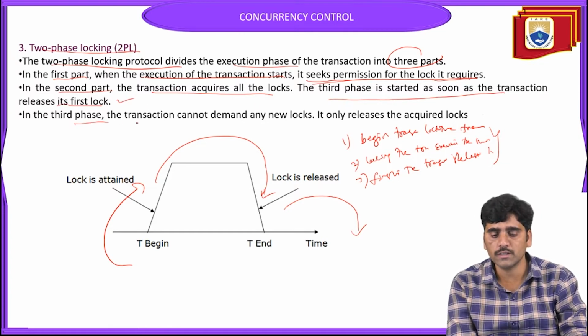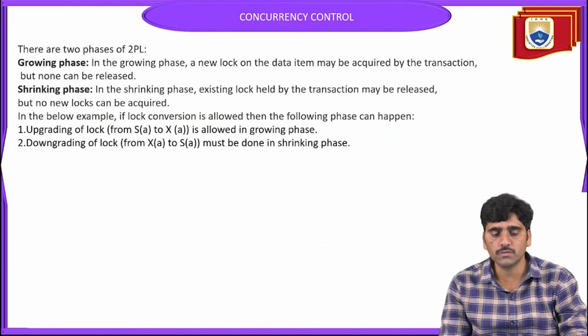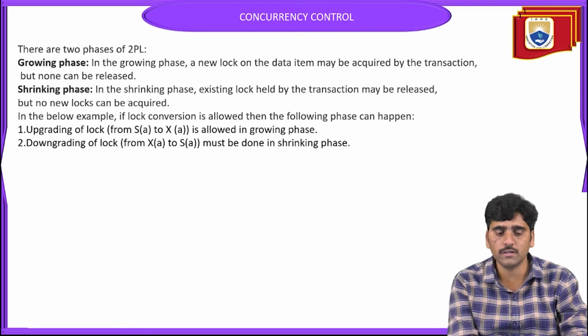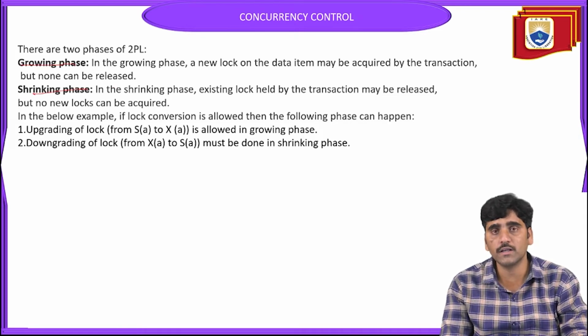In the third phase, the transaction cannot demand any new locks, it only releases the acquired locks. So already acquired locks are going to be released now. So this is the two-phase locking protocol. And the fourth one is what? Before explaining the fourth one, here the two phases are the growing phase and the shrinking phase.